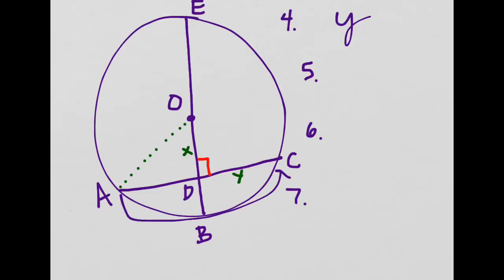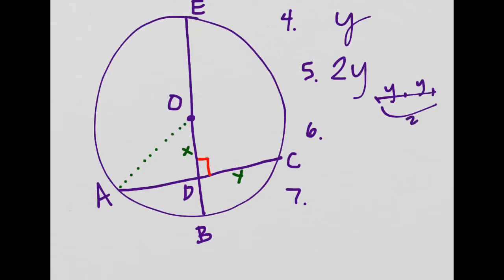What about AC, the whole distance all the way across? Well, if we have Y and another Y, it's just 2 of those, Y plus Y, or 2Y, and I'm going to get rid of this part on my circle here. 2Y would be the whole length, right? If you have some length, and this part is Y, and this part is Y, the whole thing is 2Y.